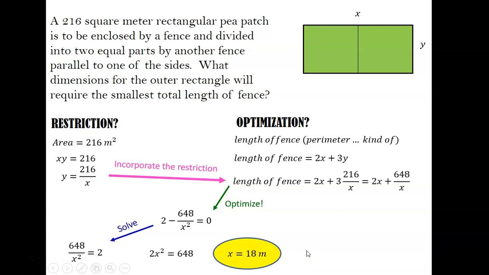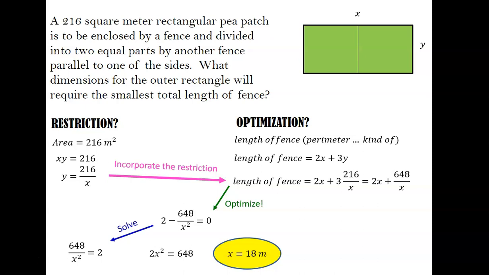Now again, it's a square root problem, so technically there's 2 answers here, right? Positive and negative 18, but that's ridiculous because you can't have a negative length. So we toss out the negative 18. It's an extraneous solution. It doesn't count towards this problem. Because this is a real life problem, I know that my x has to be 18 meters. So once I know what my x is, I can figure out what my y is, because I know that y has to be 216 divided by 18. So my y must be 12.